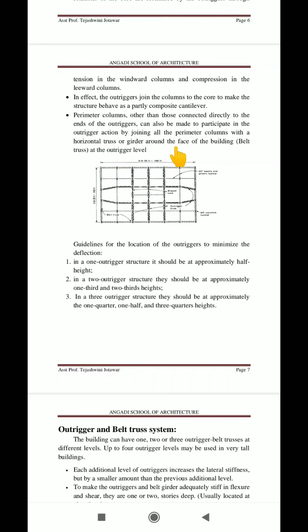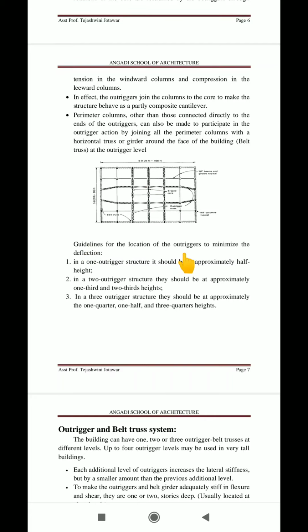truss or a girder around the face of the building, which we call a belt truss, at the outrigger level. Outrigger level means the floor for which I am providing outriggers; on that floor I can provide a belt truss system. Whenever we provide outriggers or a belt truss, they are provided for the entire floor height, or it may happen that we provide the outriggers or belt truss for a 2 or 3 floor height together.